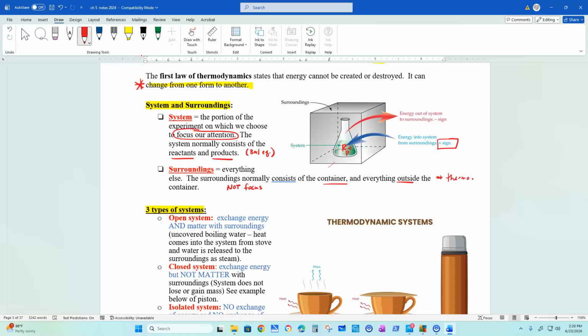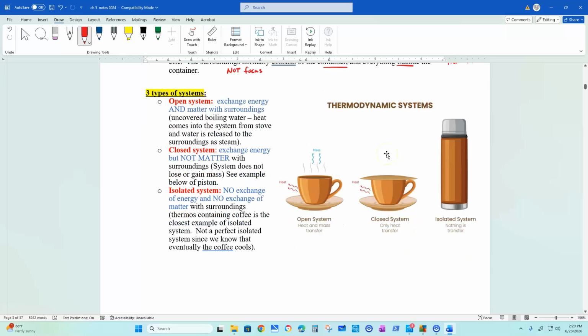If the arrow is pointing outward, that means that the energy is coming out to the surroundings. And that means my value, when I start calculating, is going to be a negative energy. Now remember, this energy is going to be in joules, no matter what, but it can be positive or negative. There are three types of systems that we like to study. The difference between them is about energy versus matter.